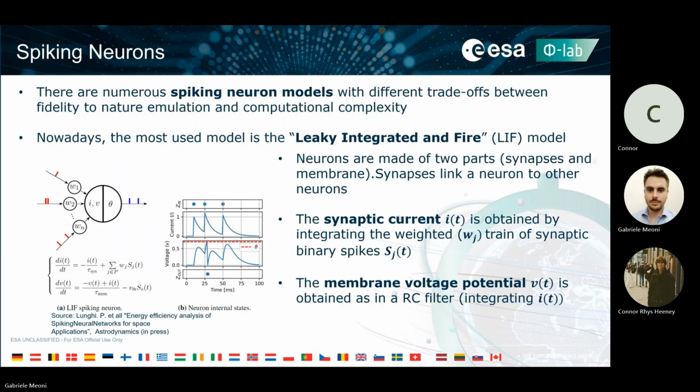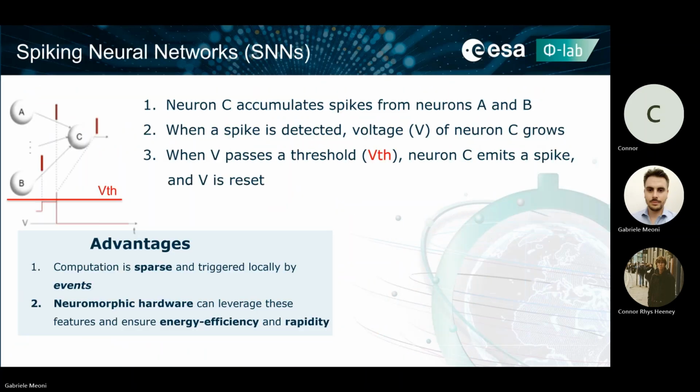So if you cluster neurons together, you can indeed build what are called spiking neural networks. So how do they work? More or less, I told you. You have A, B, and C. As you can see, A, B, and C are completely asynchronous. They emit a spike, and when they do, the voltage grows. When the voltage of C passes the threshold, C emits a spike, and the voltage is reset, as I told you before. So if you see here, the communication is completely asynchronous.